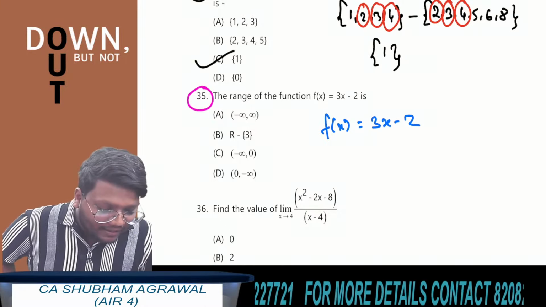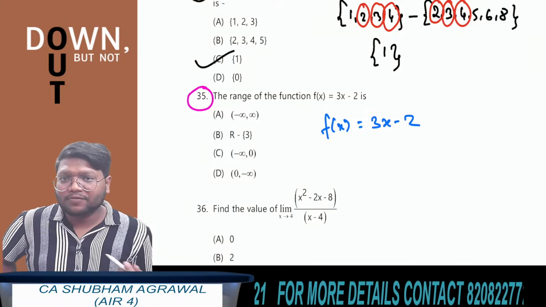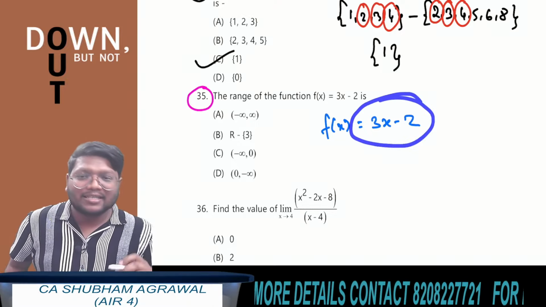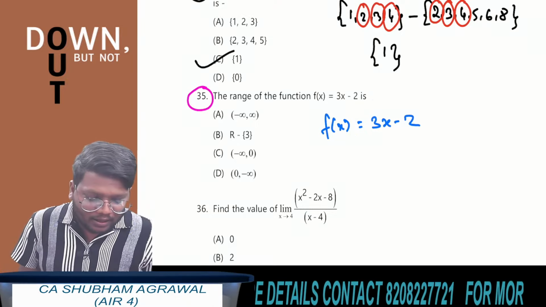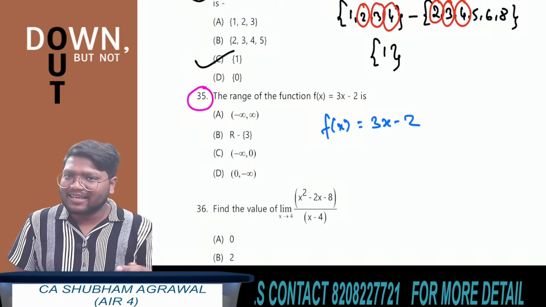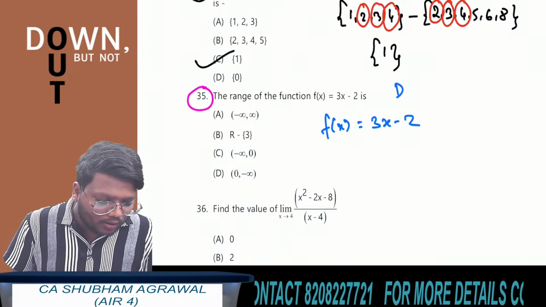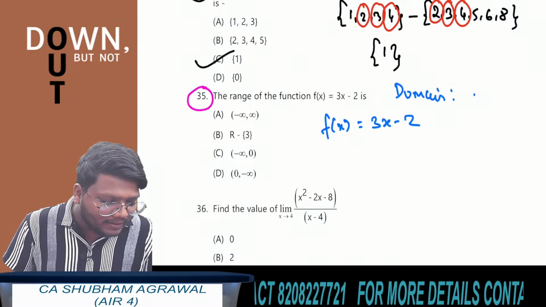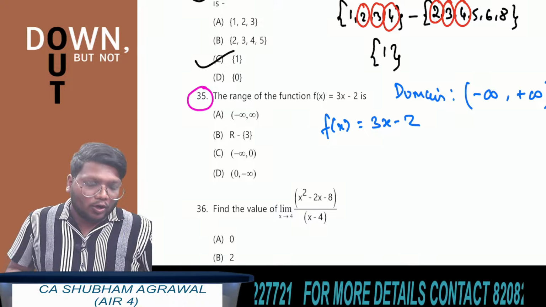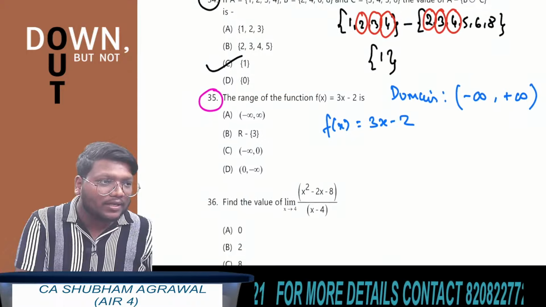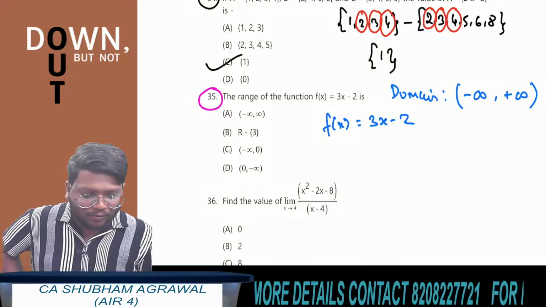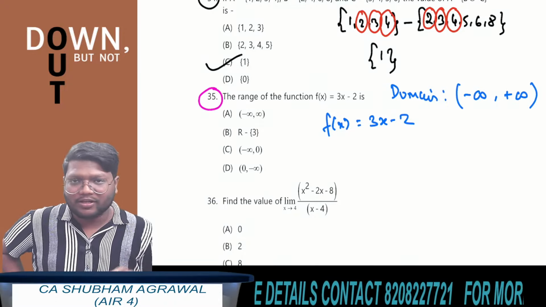Okay, and the domain of this function is what? Minus infinity to plus infinity. Domain means this function is defined for which values of x. This function is defined for any real value of x. So the domain is minus infinity to plus infinity, because if you put any real number as the value of x, the function is defined.